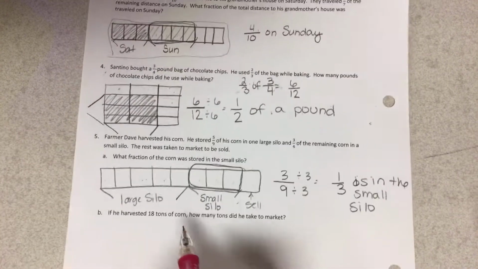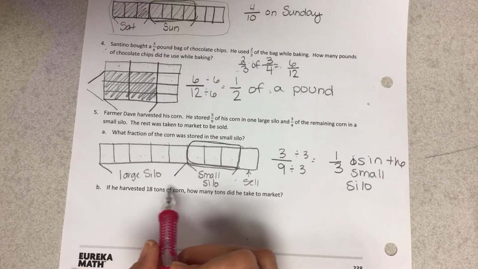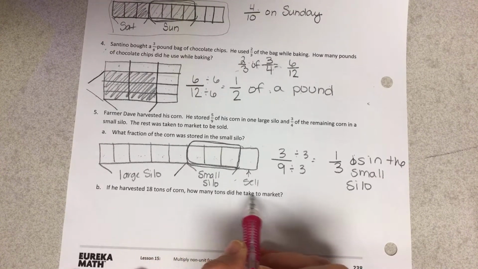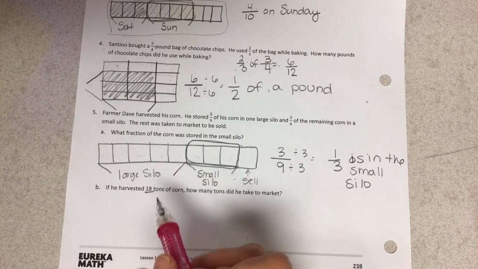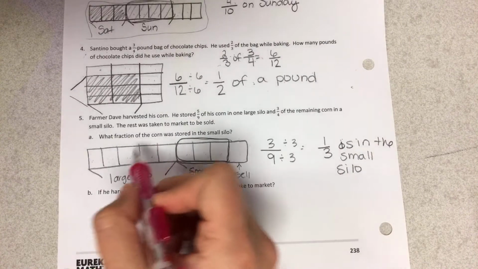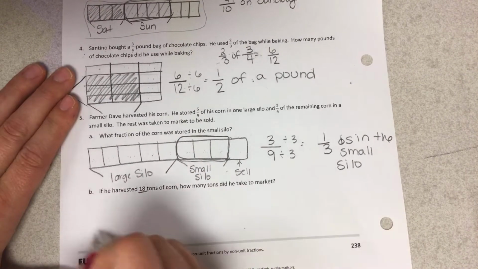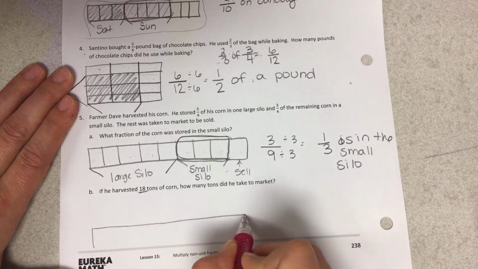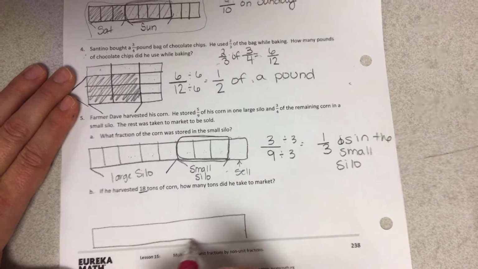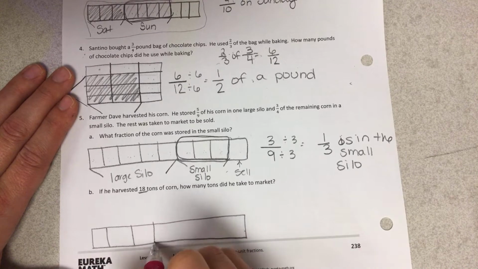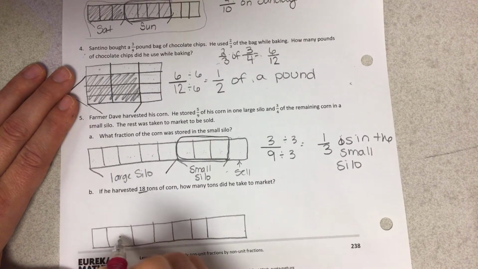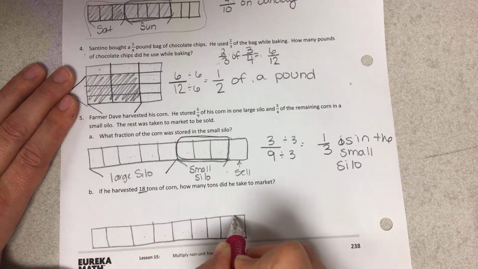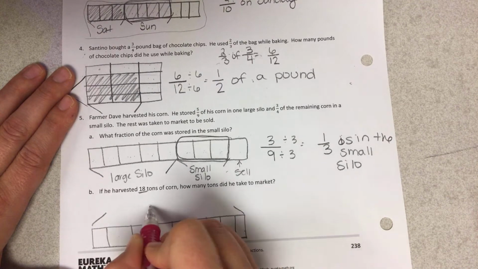Okay. Now it says, if he harvested 18 tons of corn, how many tons did he take to the market? Okay, so here's the thing. Now what we have to think about is, here's my model, and I'm just going to redraw this, and you guys don't have to. You guys can just use your model up here. So if I already know that it is split into ninths, 1, 2, 3, 4, 5, 6, 7, 8, 9, I know that this would be 18.